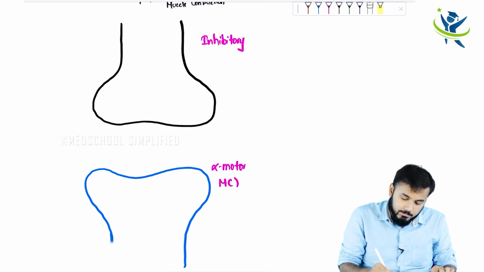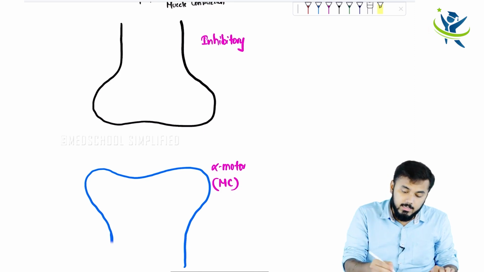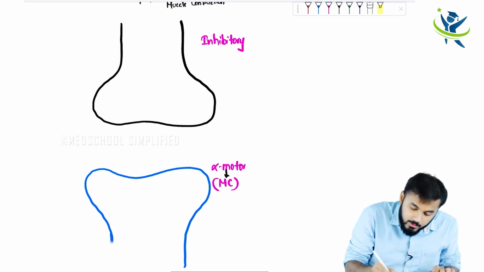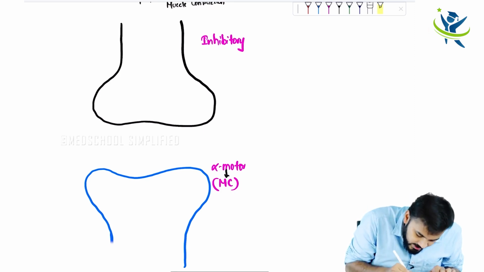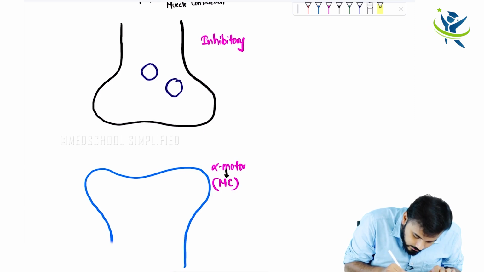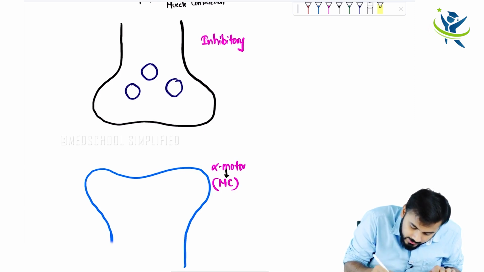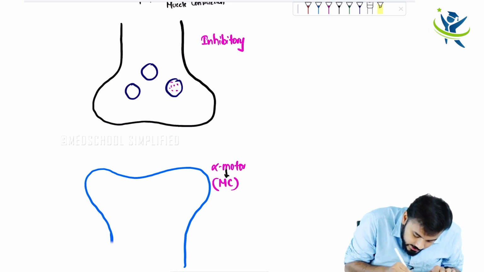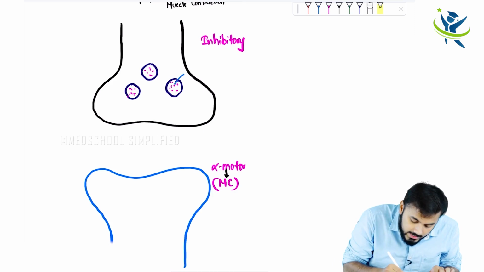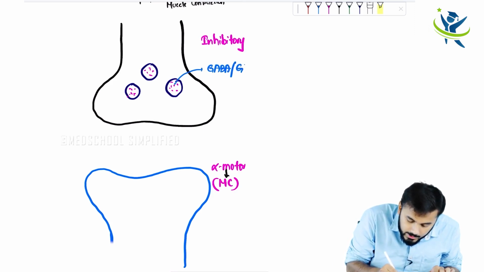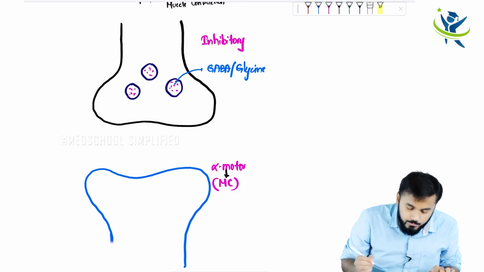I am writing it as MC. MC means muscle contraction, nothing other than that. Now here I have a lot of vesicles, because all of you know that within these vesicles there is neurotransmitter. What type of neurotransmitter do I find here? I find inhibitory neurotransmitter. What is the example of that? It can be GABA or it can be glycine, any of these two.